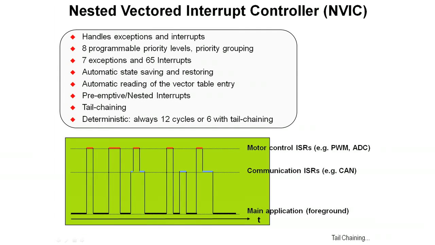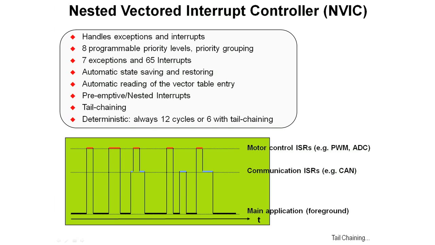The LM4F Nested Vectored Interrupt Controller, or NVIC, is tightly coupled to the central processing unit. It handles all of the exceptions and interrupts that come into the CPU. There are 8 programmable priority levels and priority grouping. In most interrupt vector tables, you'll see that the priority levels are already set by the manufacturer and you have no input into what they are. That's not the case on this device. You can go in and reprogram the priorities as you like.